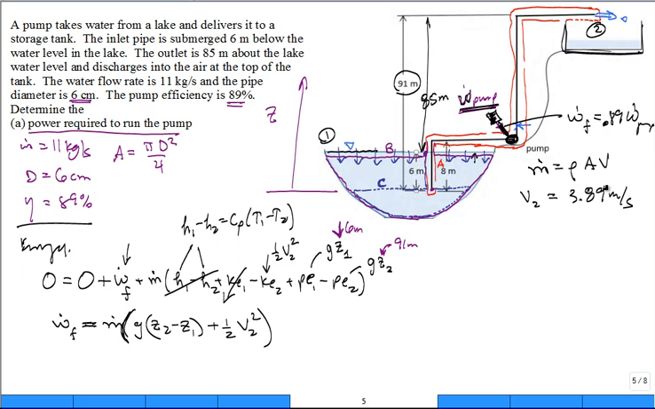So now I can come down here and I have the exit speed right there. I have the elevation difference. So it's back to 85 meters. This elevation difference is 85 meters. It had to lift it up.